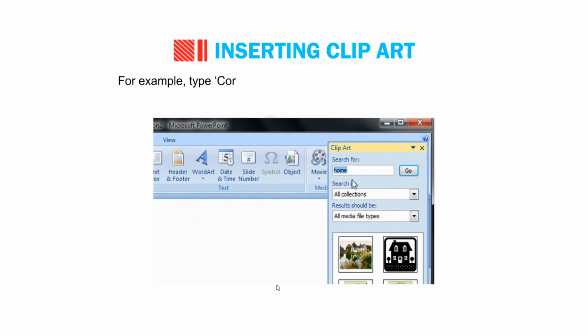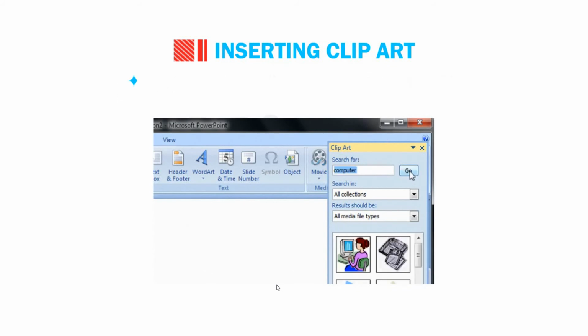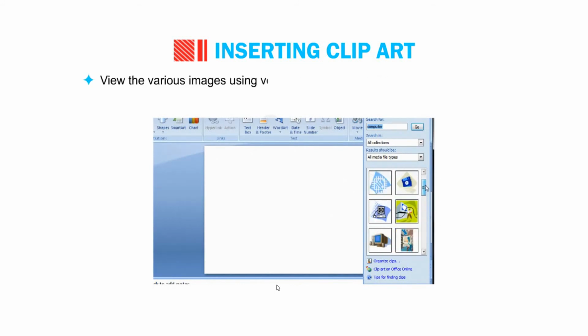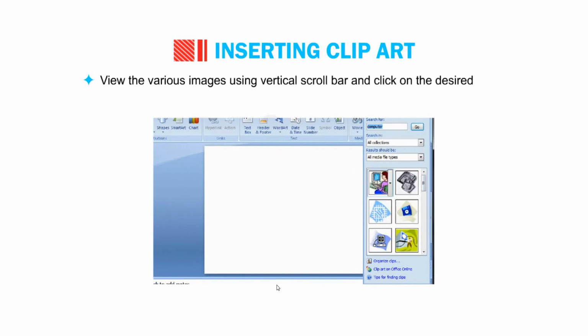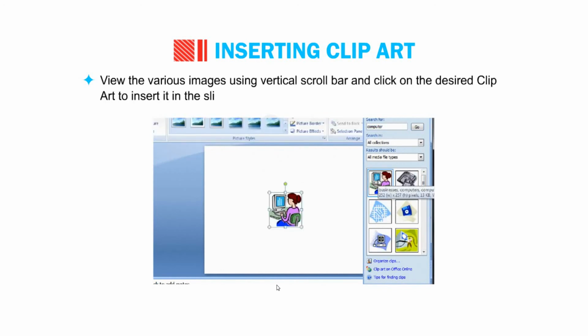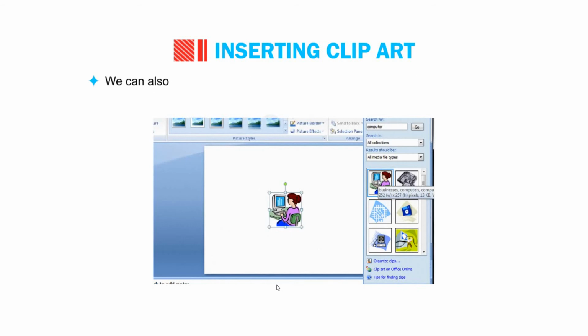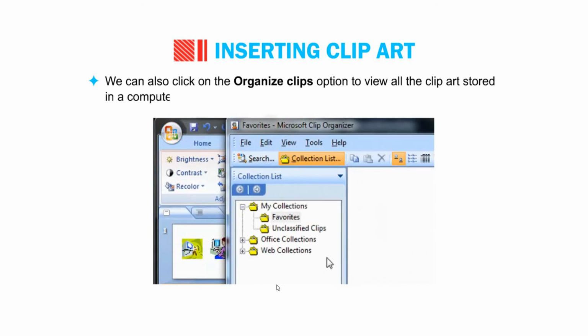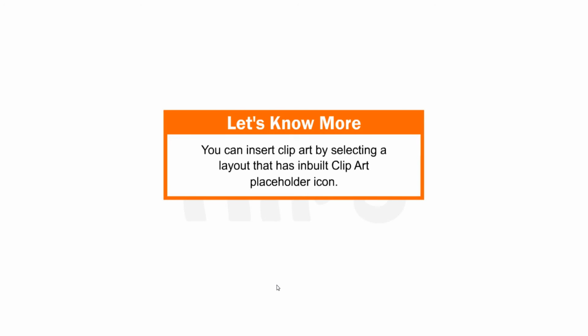For example, type computer in the search for text box and click on Go button. It will display the list of clip art images related to a computer. View the various images using vertical scroll bar and click on the desired clip art to insert it in the slide. We can also click on the Organize Clips option to view all the clip art stored in a computer. Students, we can also insert clip art by selecting a layout that has inbuilt clip art placeholder icon.